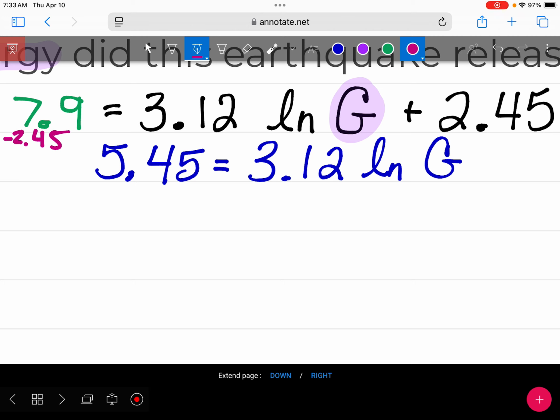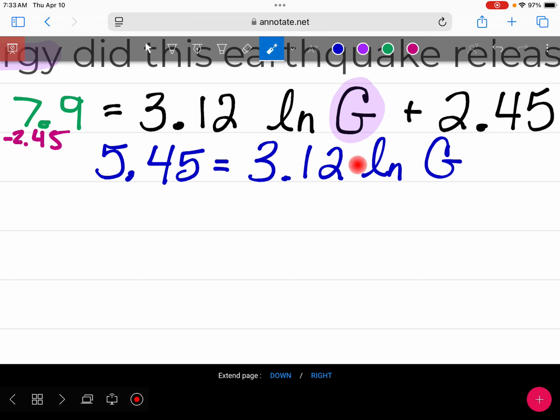What can we do next? I heard two different things at the same time, and my brain could not process either one sufficiently. Say them again, because I know we had two ideas. Divide by 3.12 is an idea? What was our other idea?